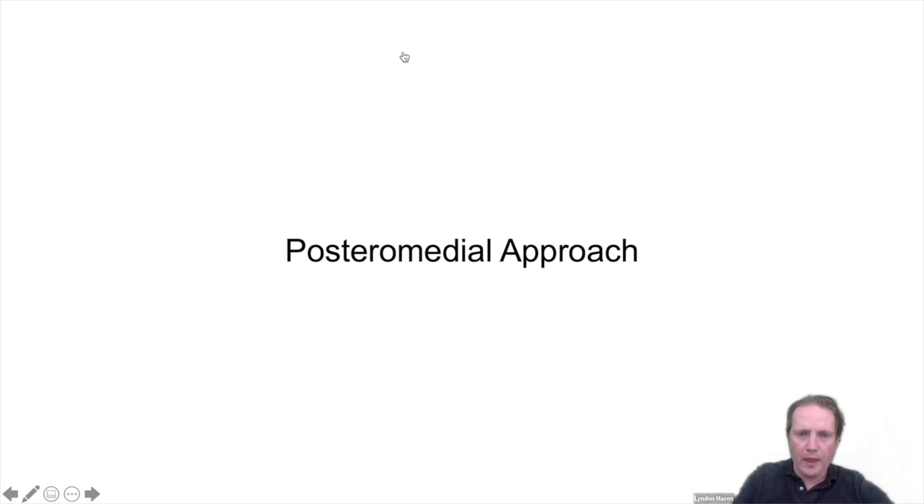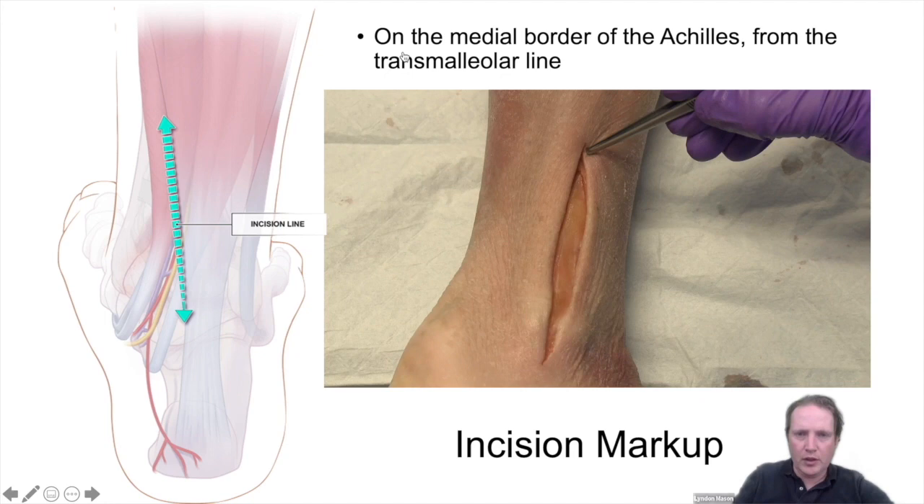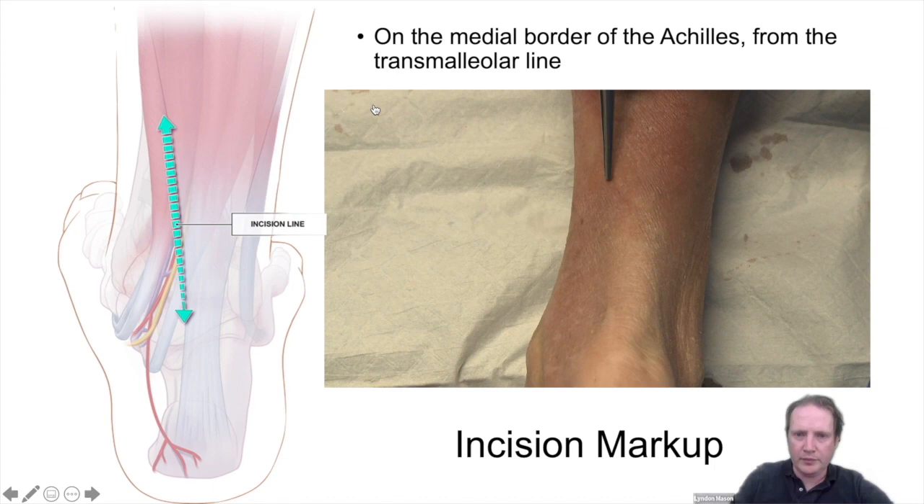Posteromedial approach, again, the three pops. So the incision through a direct lateral on the fibula is shown to show you the skin bridge between these two incisions. And on the medial border of the Achilles from the transmalleolar line, you can make your markup.